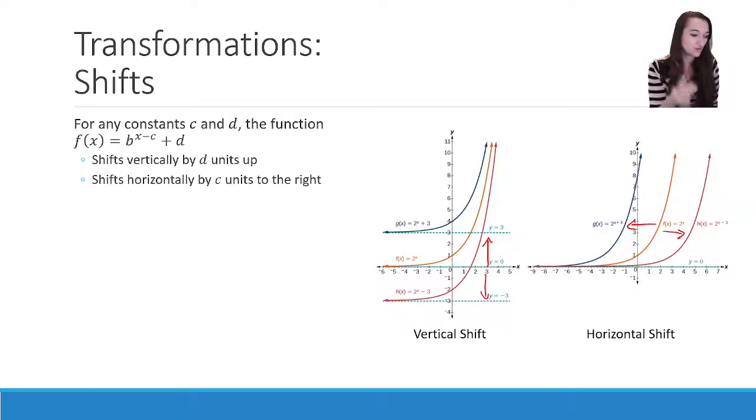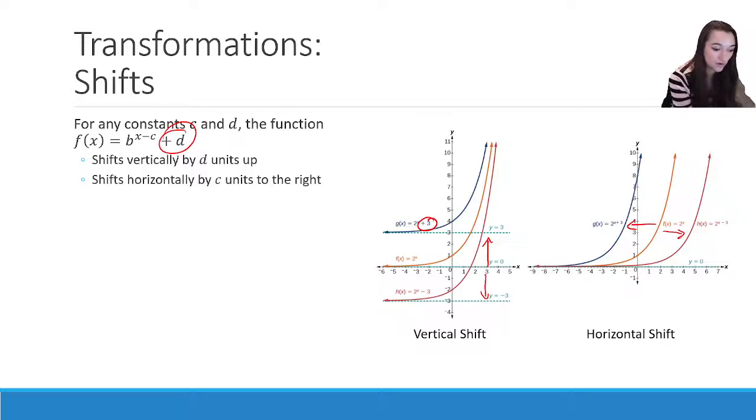So you want to make sure your vertical shifts are when you are adding or subtracting something outside of the exponent, right? It's the d part of this. Whereas your horizontal shifts are adding or subtracting something inside the exponent, so up in the exponent. That's when we shift left to right.